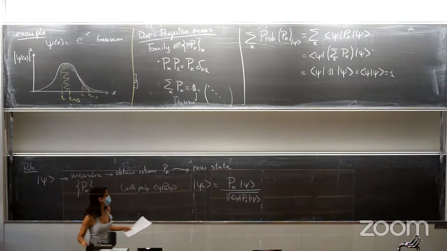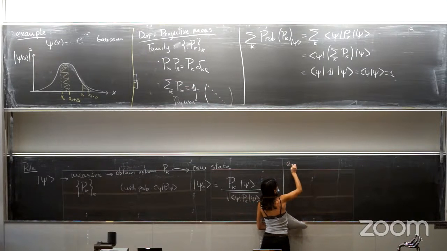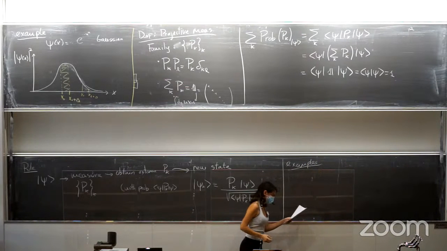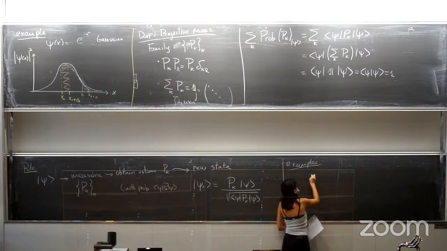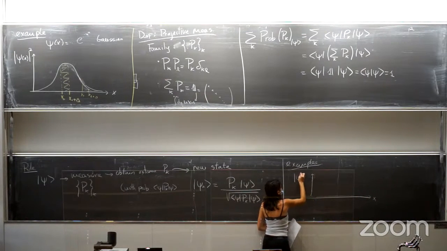Let's look at an example to see what it looks like. I think we'll just do 2 examples and then I'll release you. So let's suppose again that you have a continuous system, and now it's not a Gaussian, it's just some kind of state. So here's the wave function squared.